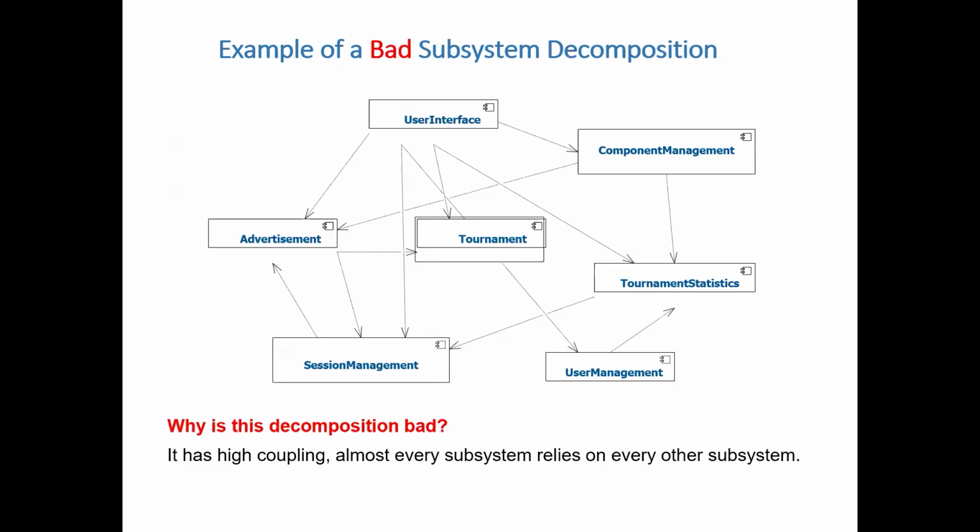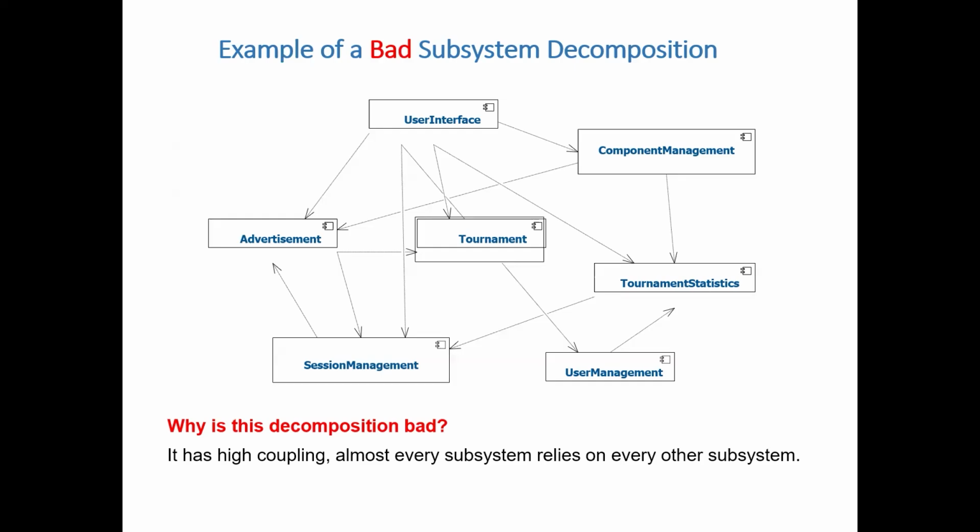Now, high coupling might not seem like a big deal at first, but here is the problem. When everything depends on everything else, small changes ripple through the system. You fix one thing and suddenly three other modules break. That makes the code base really hard to maintain and even harder to scale.